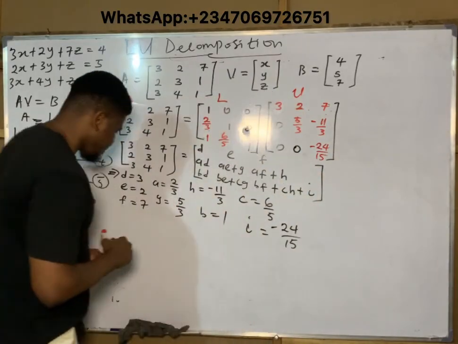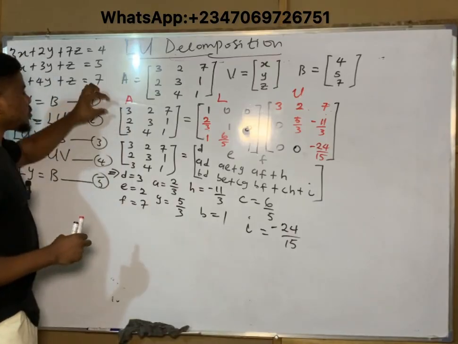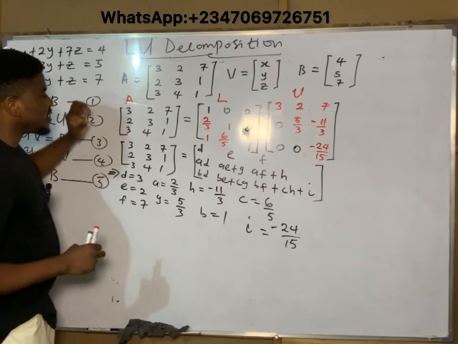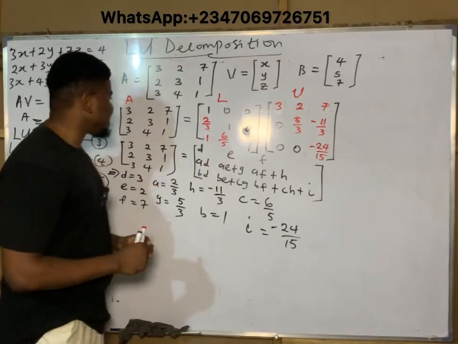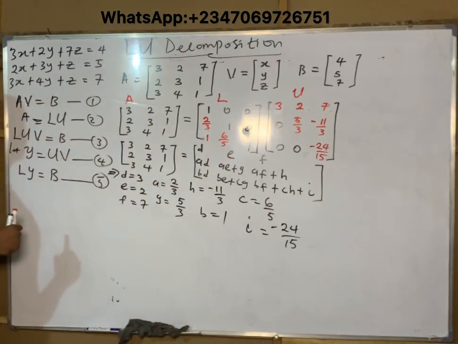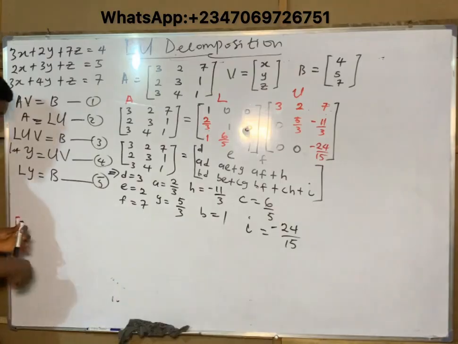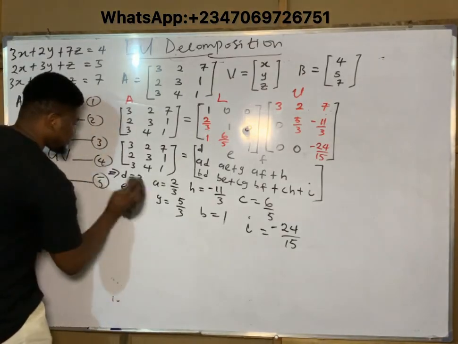Okay. So now we have been able to decompose A into a lower and upper matrix. It means we have satisfied the second equation: A equals lower times upper matrix. So we can take this off now.